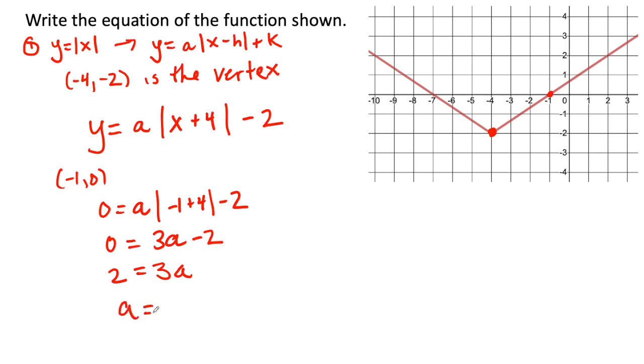And so a will equal 2/3. My equation of the graph shown here is y equals 2/3 times the absolute value of x plus 4, minus 2. Identify the h and the k. Plug in a point to find the a value.